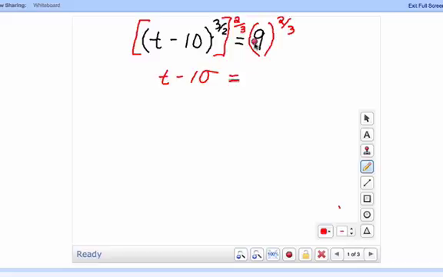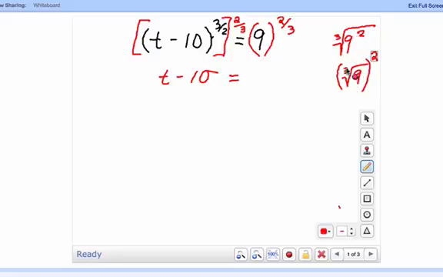Okay, so now we have 9 to the 2/3 power. So we can look at this as the cube root of 9 squared, or 9 squared and then take the cube root. Or we could have taken the cube root of 9 and then square it. Now look at these. Which one are we going to want to do?